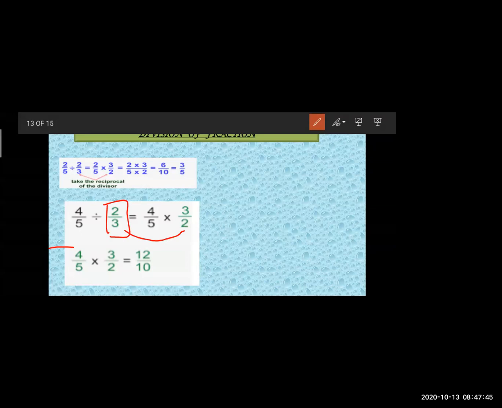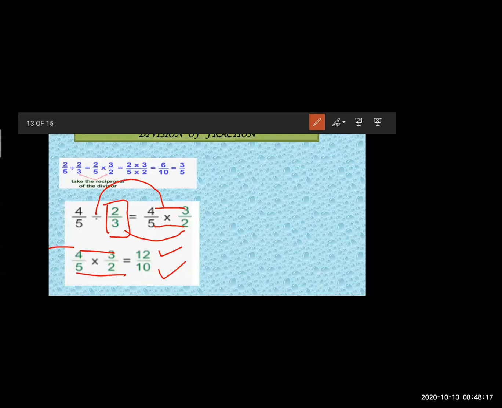And division has changed to multiplication. 2 upon 3 reciprocal is now 3 upon 2. The division sign has changed to multiplication and 4 upon 5 remains as it is. Now we can multiply directly numerator to numerator, denominator to denominator. So 4 3s will give you 12, 5 2s will give you 10. This is the answer.